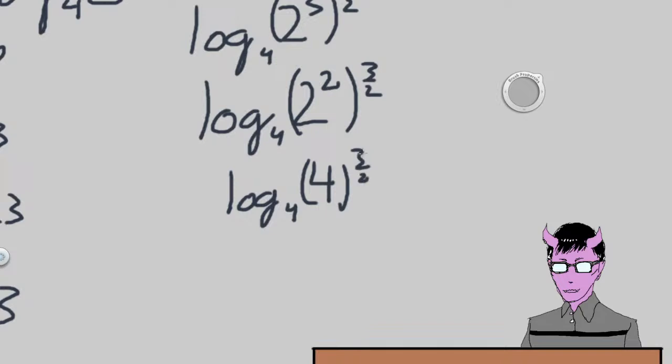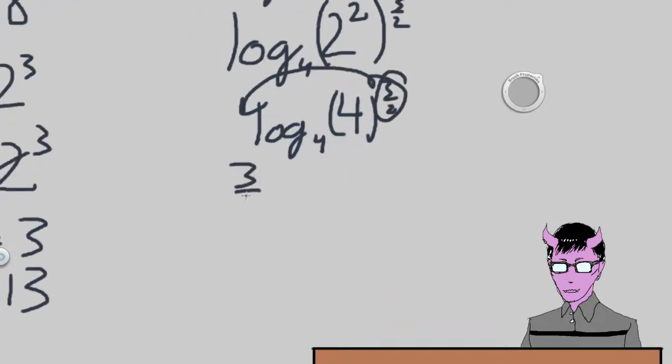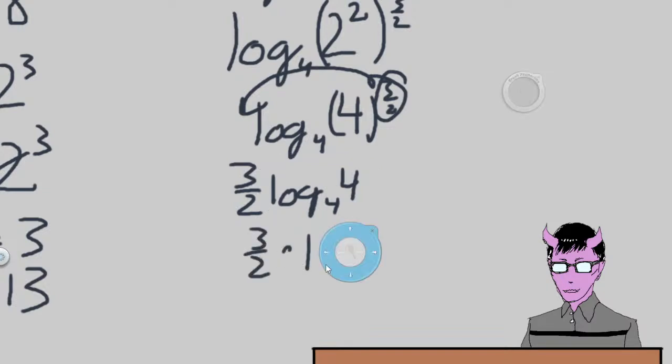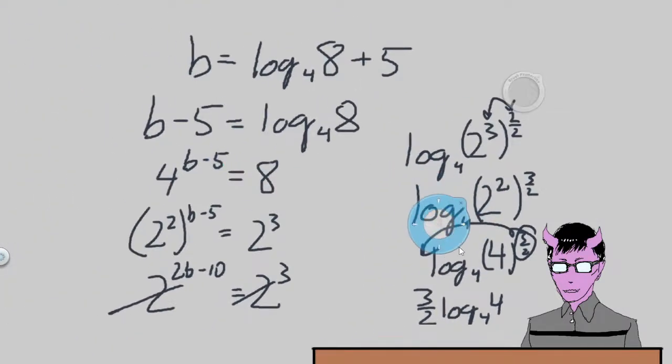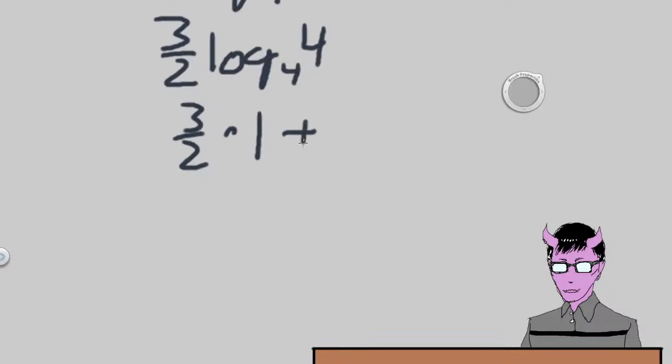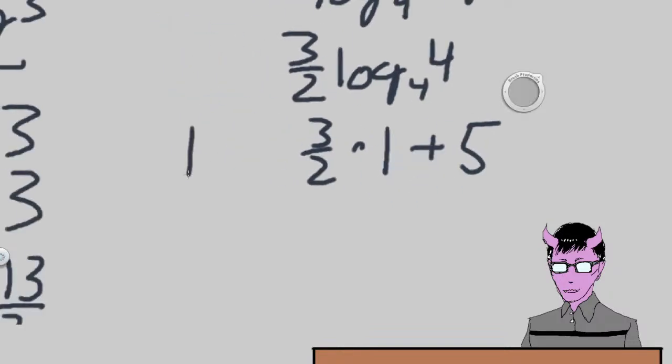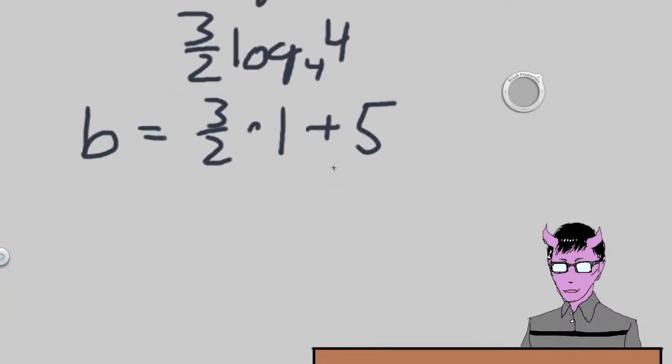To the power of 3 halves, so we can do the exponent slam, slam dunk that down in front, thereby getting 3 halves log base 4 of 4. Again, learn to recognize these ones. That's just equal to 1. Alright, copy paste the plus 5 to both sides. So technically still plus 5. B equals. Times 1, we just ignore that.